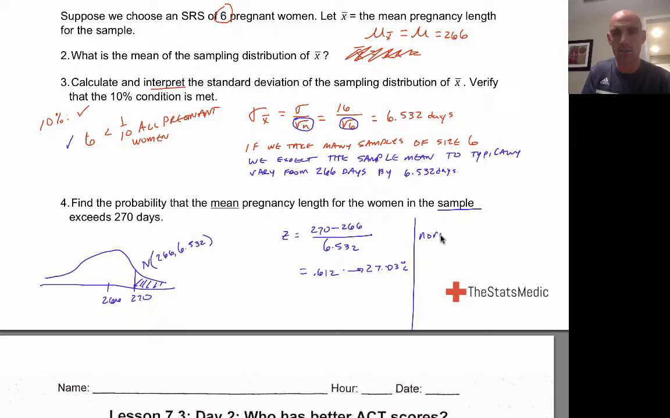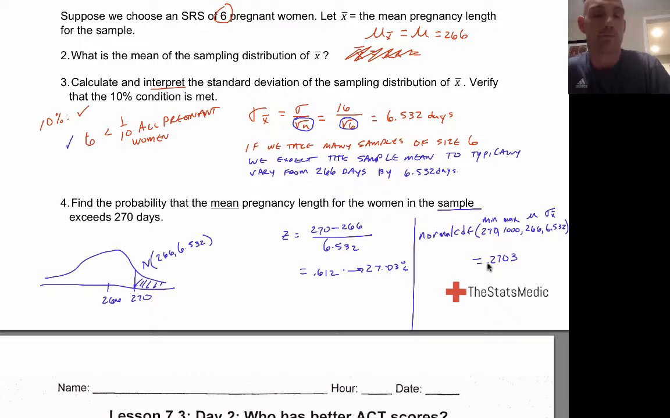We're going to do normal CDF, and we're going from 270 to 1,000. But we still have 266, but now we have 6.532. This is min, max, this is our mean, and this is our standard deviation. So we put it like this, right? And so of sample size 6, we have this, and when we put that into our calculator, we actually do get that 27, so 0.2703 on the calculator.